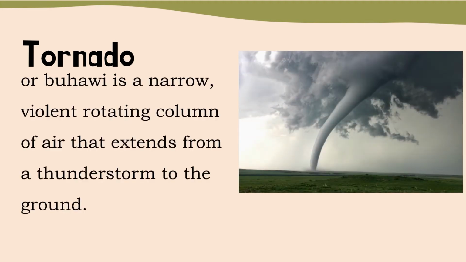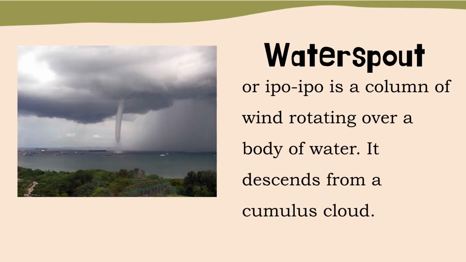Now let's discuss waterspout. What could be the difference between a tornado and a waterspout? A tornado or buhawi is a narrow, violent, rotating column of air that extends from a thunderstorm to the ground. Meanwhile, a waterspout or ipo-ipo is a column of wind rotating over a body of water. It descends from a cumulus cloud. It is associated with developing storm systems and thunderstorms.